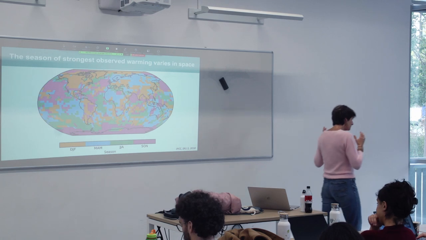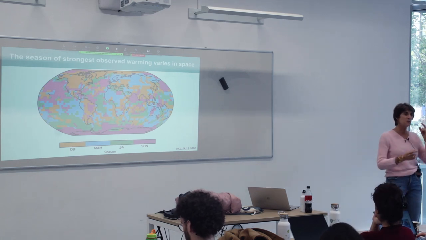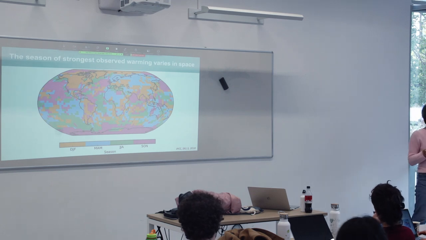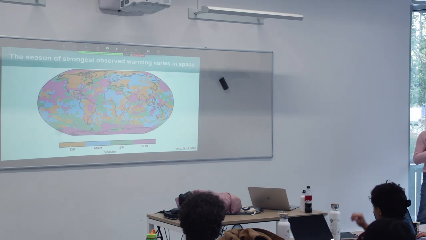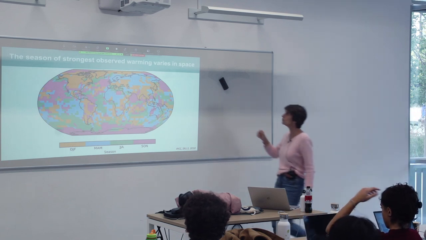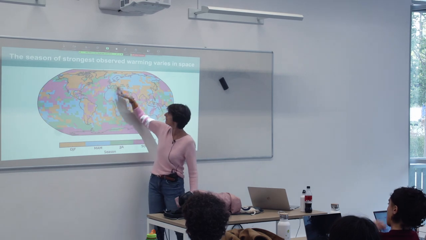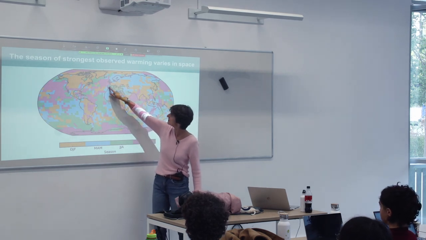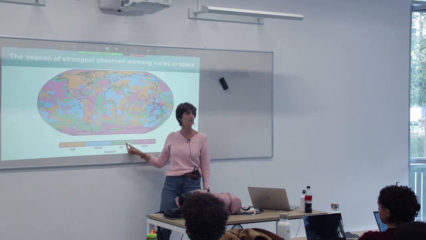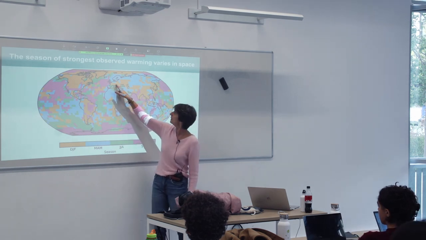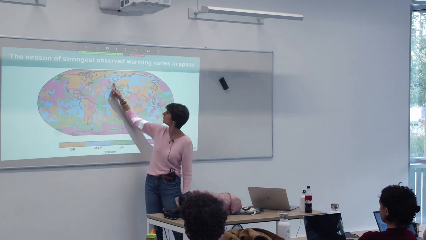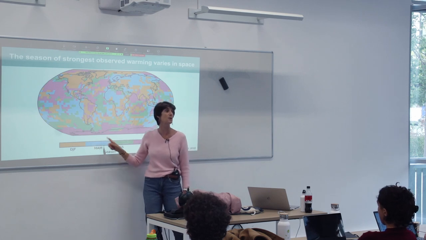Another way to look at it is that the season of the strongest warming, and this is where we come to the plus 2 degrees, is not the same. The season of the strongest warming is not the same depending on where you are. And if you just look at France here, you see that the season of the strongest warming around the Mediterranean is summer. In the middle of France, it's winter. And in the high northern part of France, it's spring.